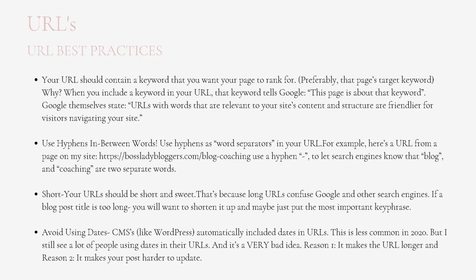Avoid using dates. CMSs like WordPress automatically include dates in URLs. This is less common in 2020, but I still see a lot of people using dates in their URLs, and it's a very bad idea. Reason one, it makes the URL longer. And reason two, it makes your post harder to update.